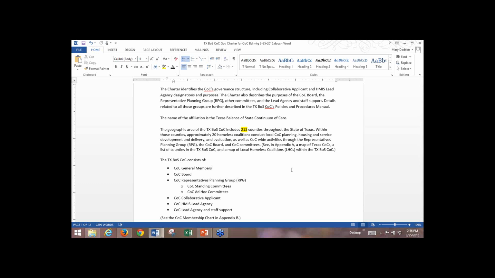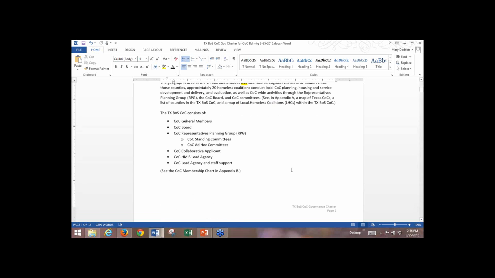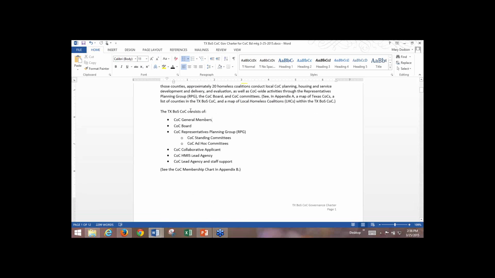But we are talking about the geographic area. We're talking about, in general, who are the kind of groups within the COC. We've got the general members, the board, the coalition representatives, the collaborative applicant, which is just HUD's way of saying the official group that can apply to HUD for funding on behalf of the COC, the HMIS lead agency, and COC lead agency.